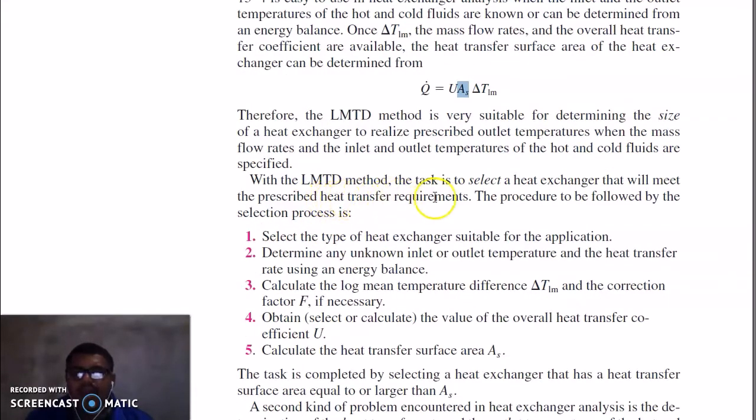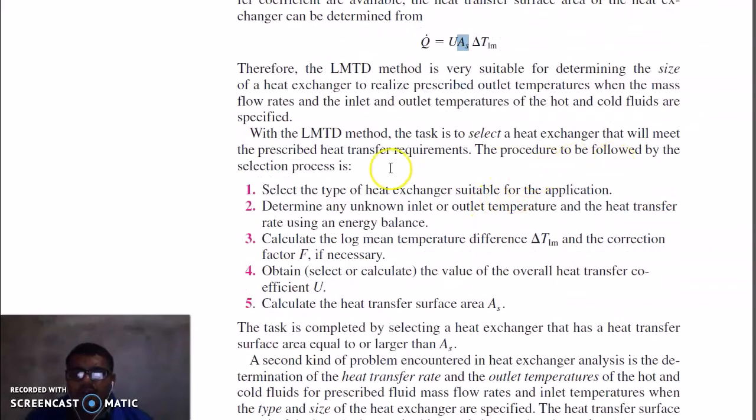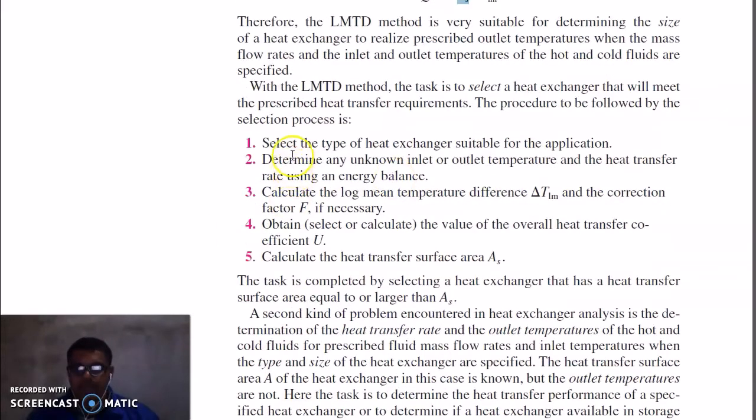With the LMTD method, the task is to select a heat exchanger that will meet the prescribed heat transfer requirements. The procedure to be followed in this process is: select the type of heat exchanger suitable for the application. Determine any unknown inlet or outlet temperature and heat transfer rate using energy balance. Calculate the log mean temperature difference delta T log M and correction factor F if necessary.